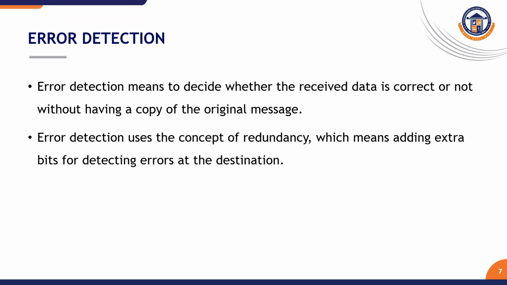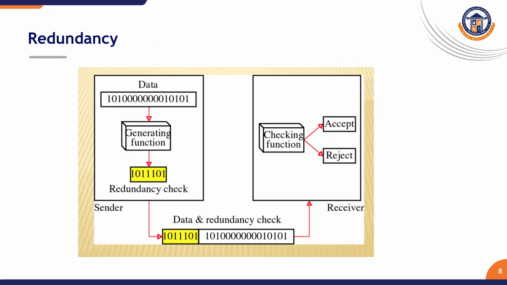Error detection uses the concept of redundancy, which means adding extra bits for detecting errors at the destination. That means to my actual data, I am going to add some extra bits of data. It helps me find out whether the given data is the original data or not. So redundancy means I am going to add some extra bits called parity bits, and by checking these parity bits, I am going to find out whether the original data is received in a correct format or not.